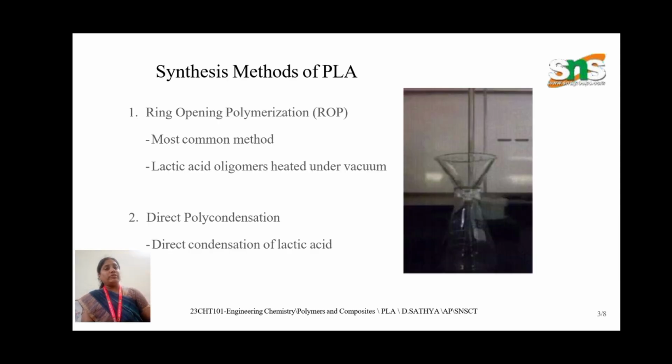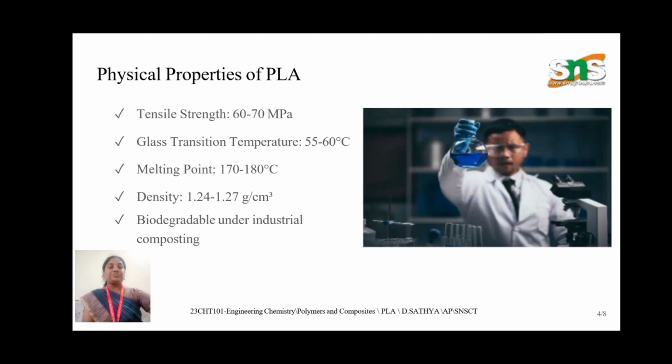The synthesis method of PLA is a very simple method. It's ring opening polymerization, which is the most common method. We also know the direct polymerization method, where lactic acid oligomers are heated under vacuum, followed by direct polycondensation. That means direct condensation of lactic acids.